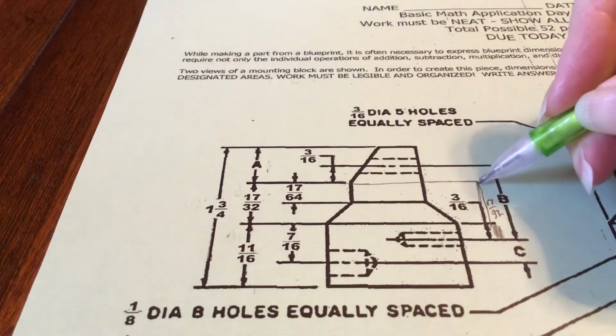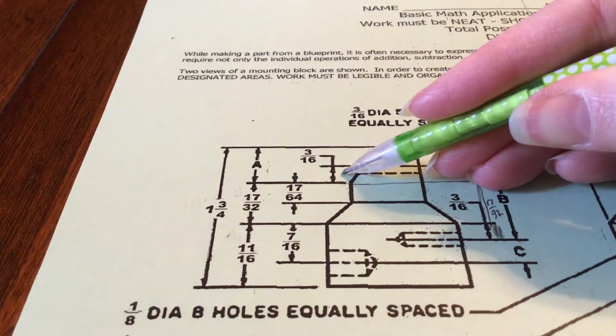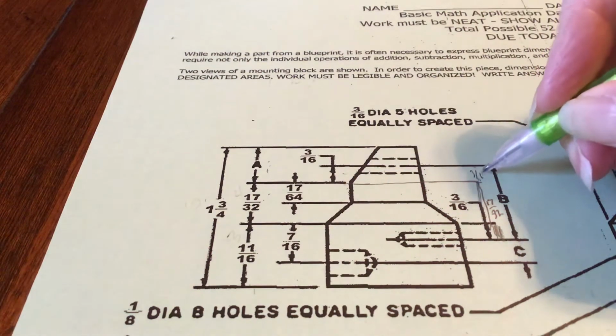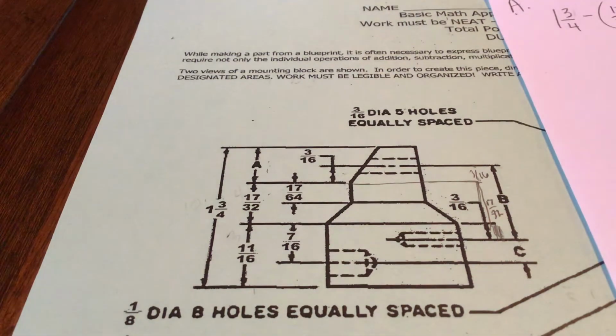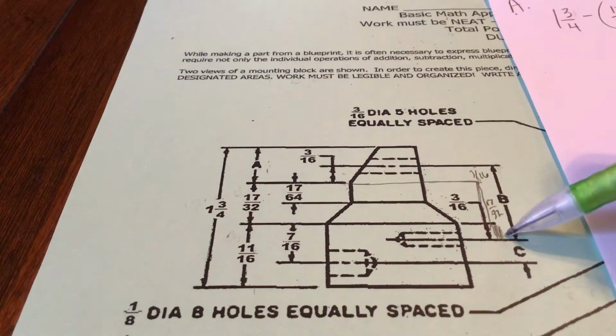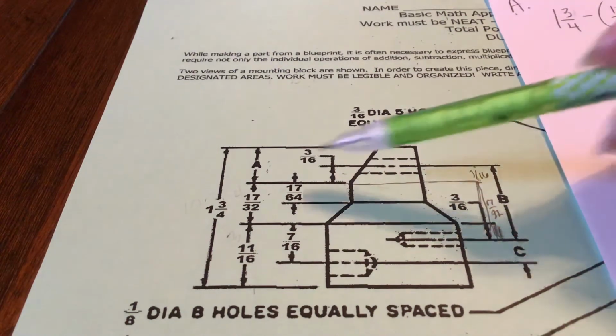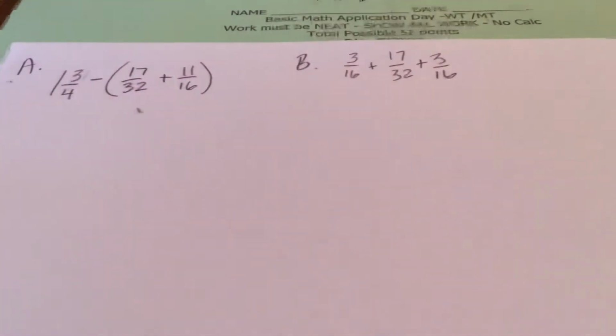And then, do we know this little piece? Well, yeah, we do know this little piece because we need to look to the other side of the diagram, and this little piece is 3/16. So to find B, we would add all three of these sections together. So we would add 3/16, 17/32, and another 3/16. We're getting those measurements from over here on the other side of the diagram. There's B.